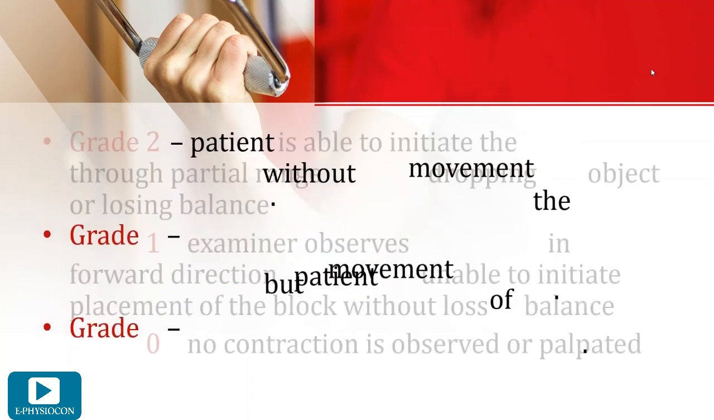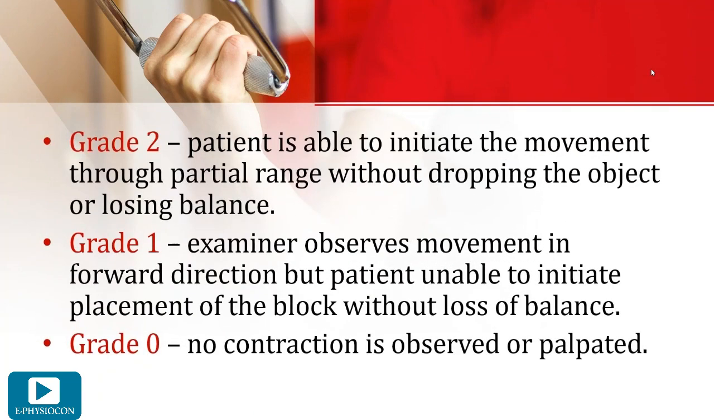In grade 2, patient is able to initiate the movement through a partial range without dropping the object or losing balance. He can control the drop of the object and the balance, but poorly, in a partial range. In grade 1, examiner observes movement in the forward direction but the patient is unable to initiate placement of the block without loss of balance. If the muscle grade is 1, he is going to lose balance while placing the block forward. In grade 0, no contraction is observed or palpated.